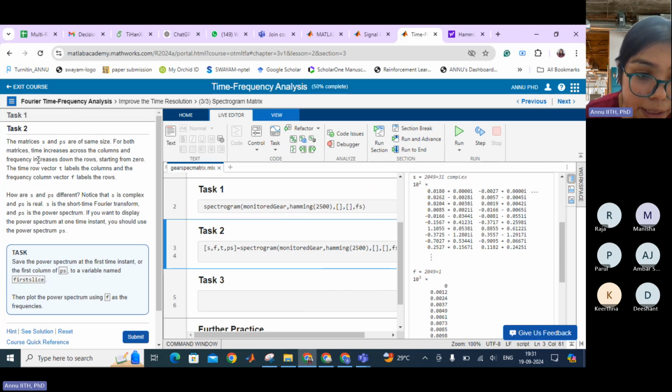How are S and PS different? Notice that S is complex and PS is real. Whereas S is the short-time Fourier transform, PS is the power spectrum. If you want to display the power spectrum at one instant, you should use the power spectrum PS. Let us save the power spectrum at the first instant, or first column of PS, to the variable name P first slice.